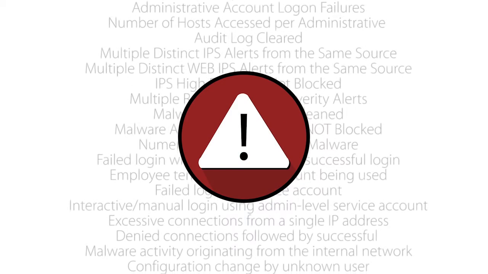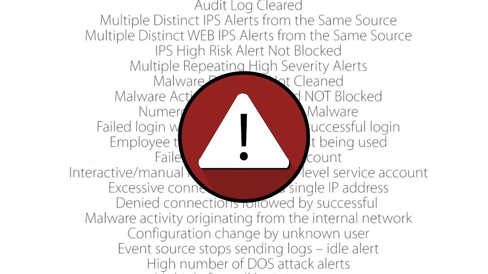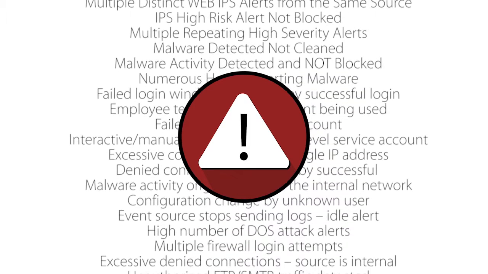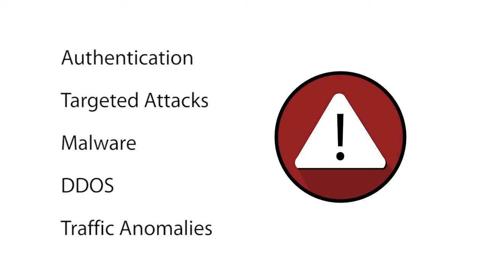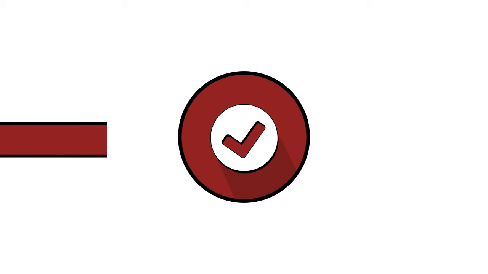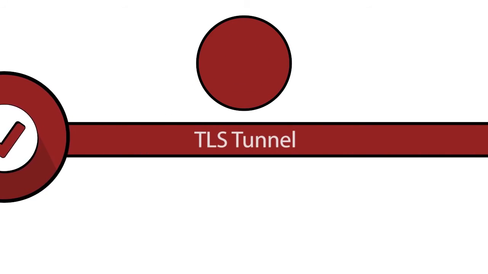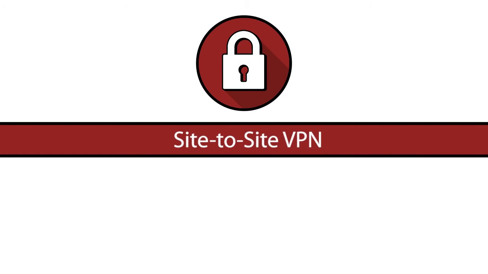Next, we apply Herjavec Group's alert framework to the technology. The alert framework is made up of client-specific use cases, as well as our own predetermined alerts. With this, we proactively identify attacks across key categories including authentication, targeted attacks, malware, DDoS, and traffic anomalies. The alert framework triggers an alert which is directed to Herjavec Group's analytics platform. The alert is sent via TLS tunnel or site-to-site VPN from the managed technology to our platform. Herjavec Group's analytics platform is highly effective in dealing with unstructured data.